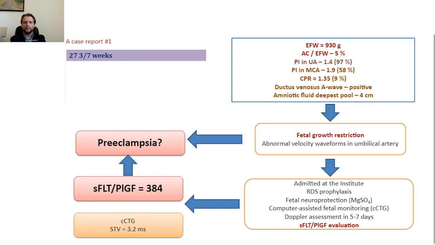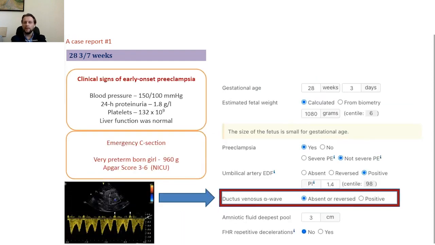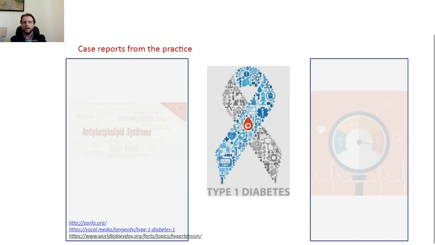The next week, clinical signs of early onset preeclampsia appeared, with high blood pressure and a high level of 24-hour proteinuria. Additionally, we detected a reverse ductus venosus A wave, and based on these findings, an emergency C-section was performed. A very preterm girl was born with Apgar score 3 to 6 and moved to the NICU. The next clinical case report is devoted to type 1 diabetes.